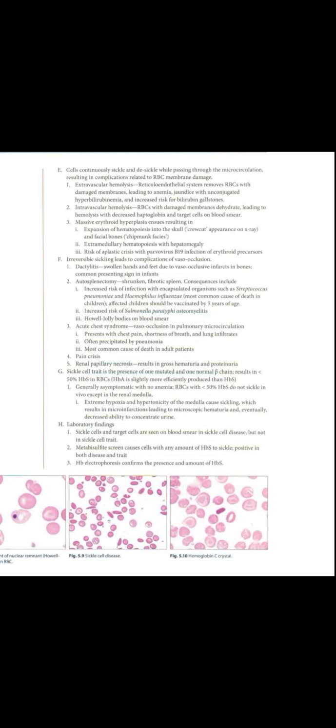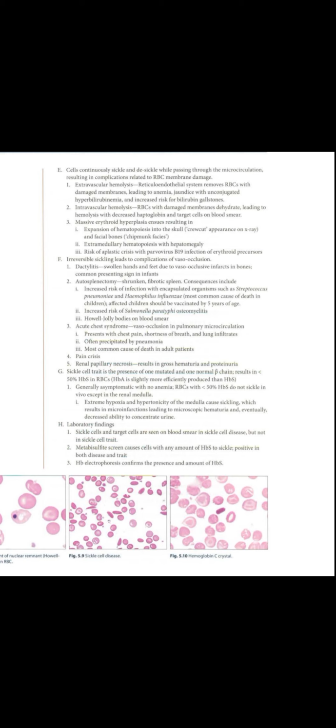Extravascular hemolysis: the reticuloendothelial system removes RBCs with damaged membrane, leading to anemia, jaundice with unconjugated hyperbilirubinemia, and increased risk for bilirubin gallstones. Intravascular hemolysis: RBCs with damaged membrane dehydrate, leading to hemolysis with decreased haptoglobin and target cells on blood smear. Massive erythroid hyperplasia ensues, resulting in expansion of hematopoiesis into the skull, giving a crew-cut appearance on X-ray, and facial bones, chipmunk faces. Extramedullary hematopoiesis with hepatomegaly.